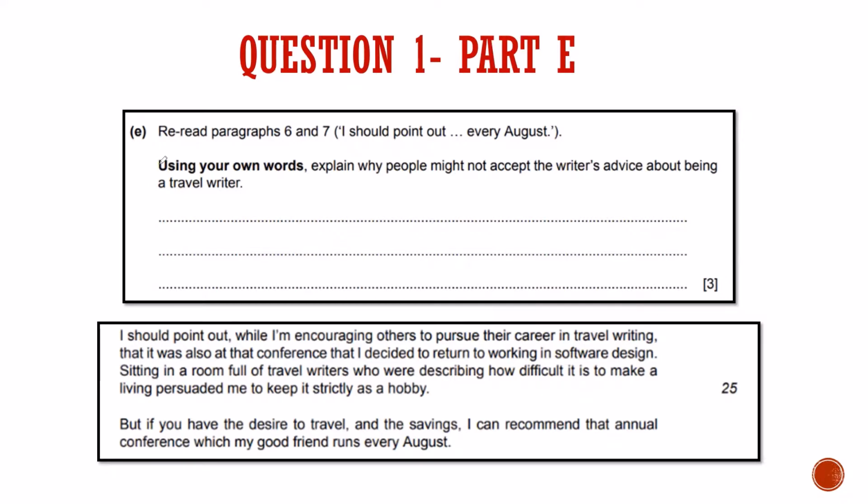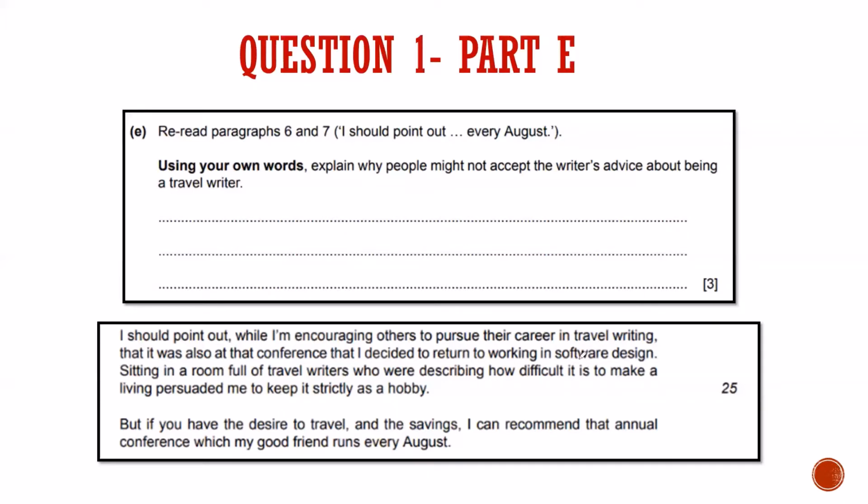Now, the last part of question 1 is using your own words. Here again, you are not supposed to use the same wordings as the text, and 3 marks here means 3 points from the text. Let me read paragraphs 6 and 7 for you. I should point out, while I'm encouraging others to pursue their career in travel writing, that it was also at that conference that I decided to return to working in software design.